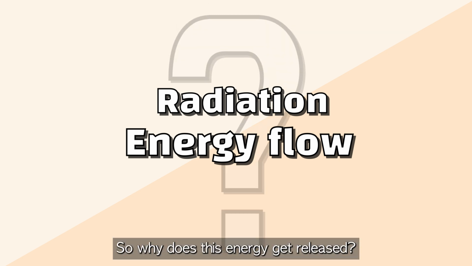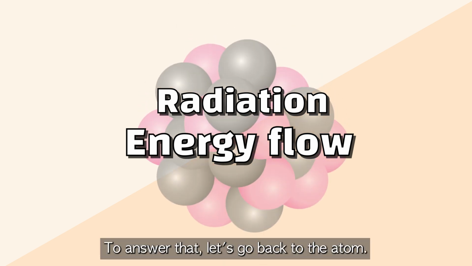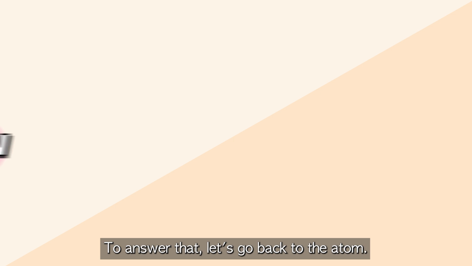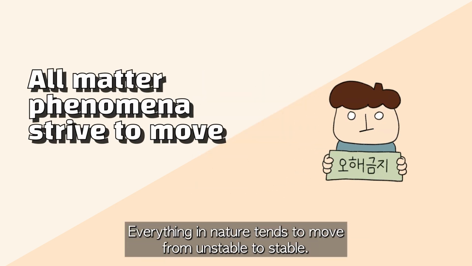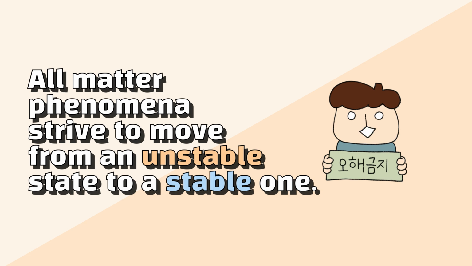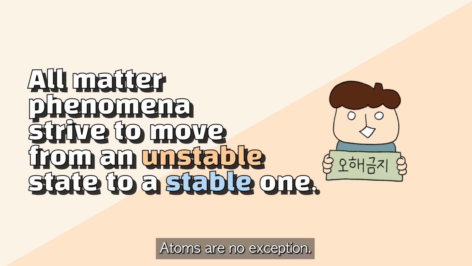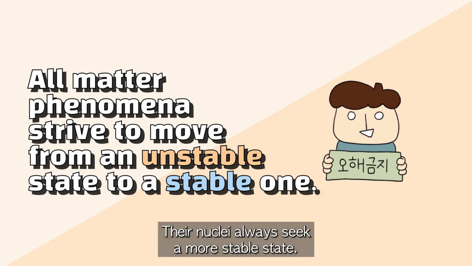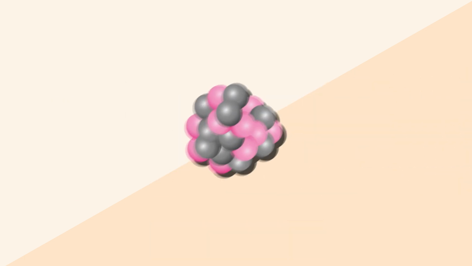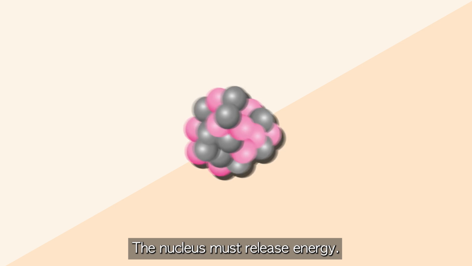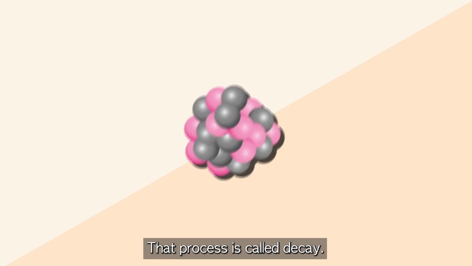So why does this energy get released? To answer that, let's go back to the atom. There's a principle in science. Everything in nature tends to move from unstable to stable. Atoms are no exception. Their nuclei always seek a more stable state. But nothing comes for free. To become stable, the nucleus must release energy. That process is called decay.